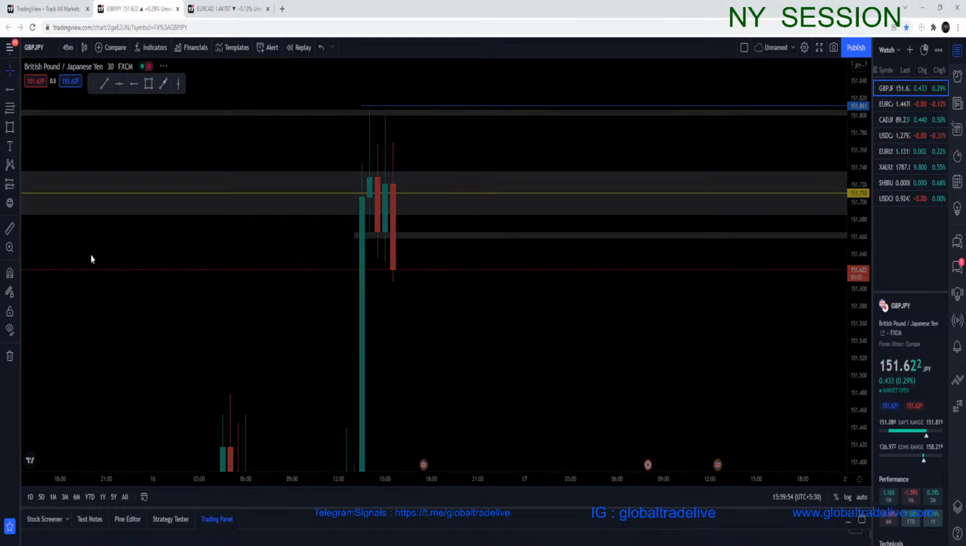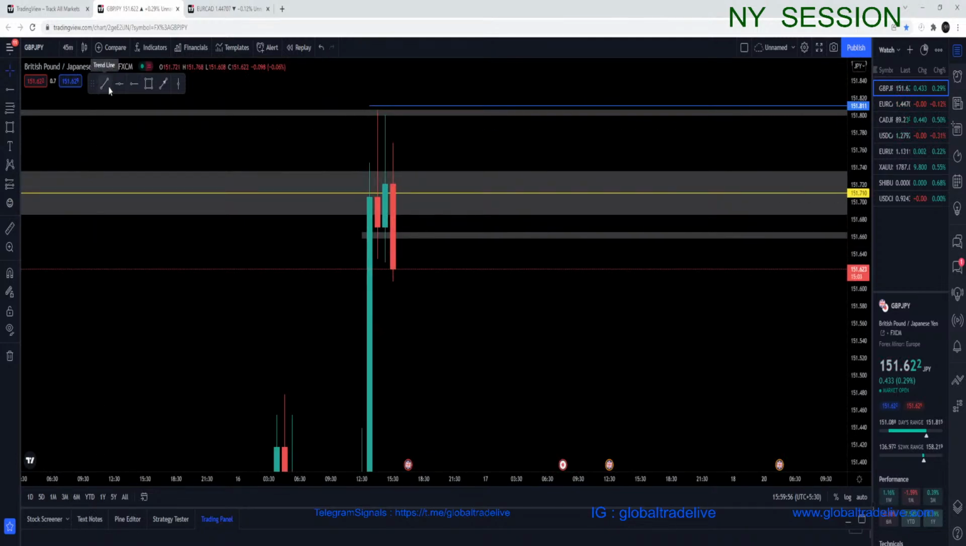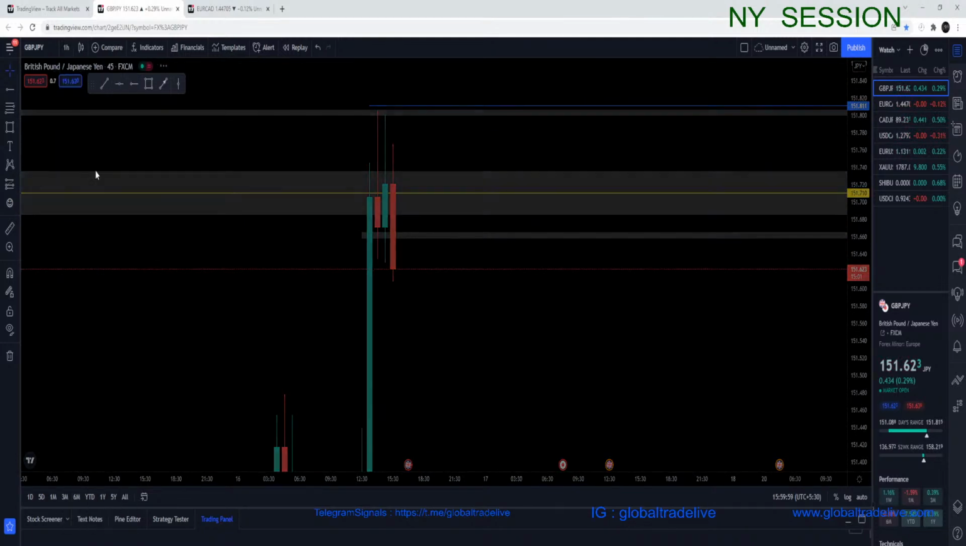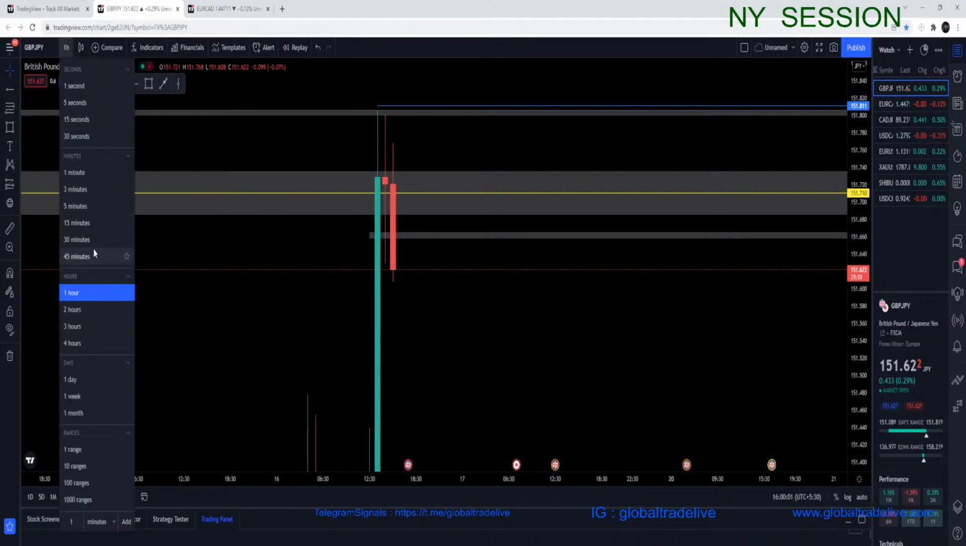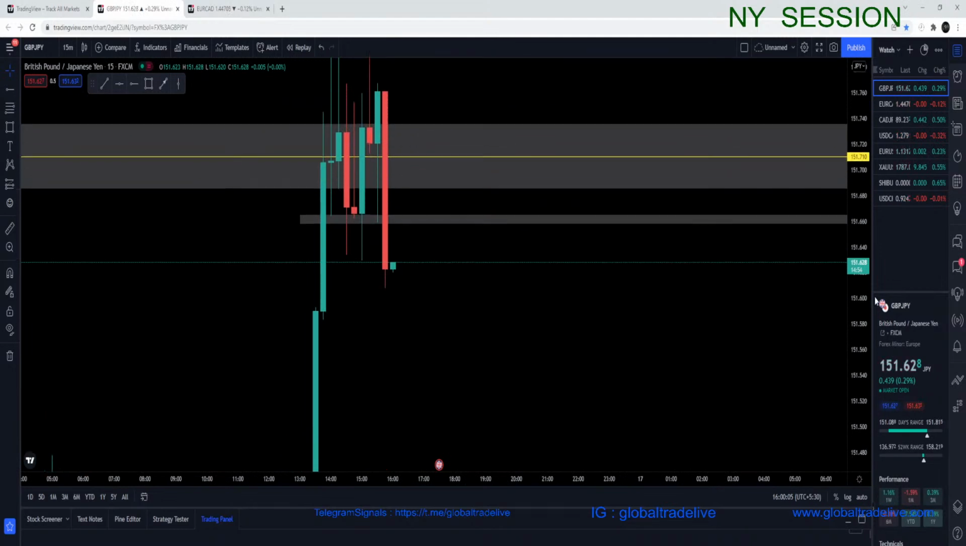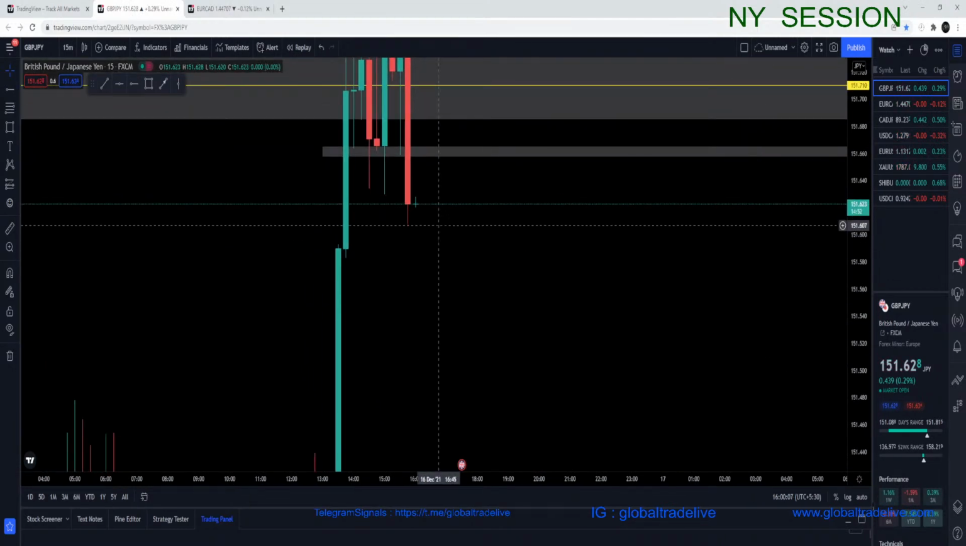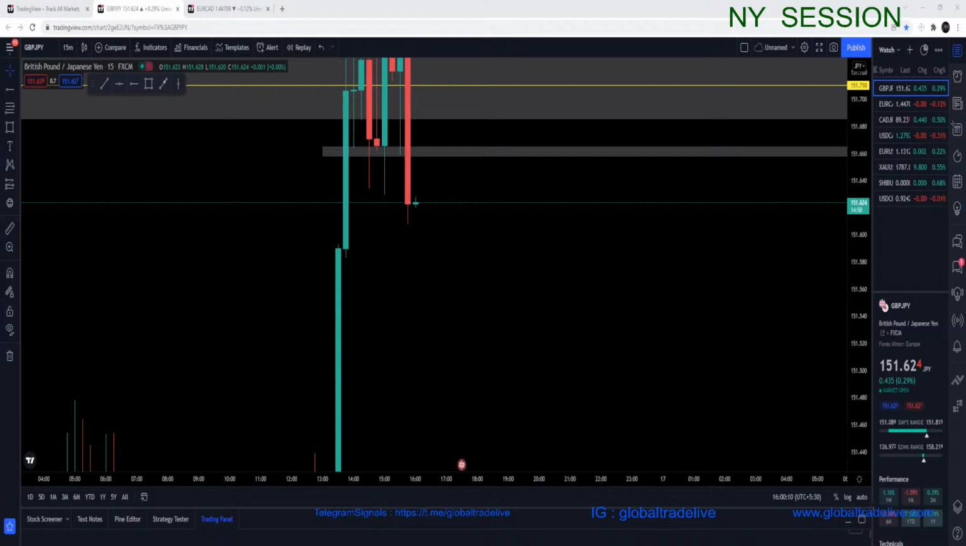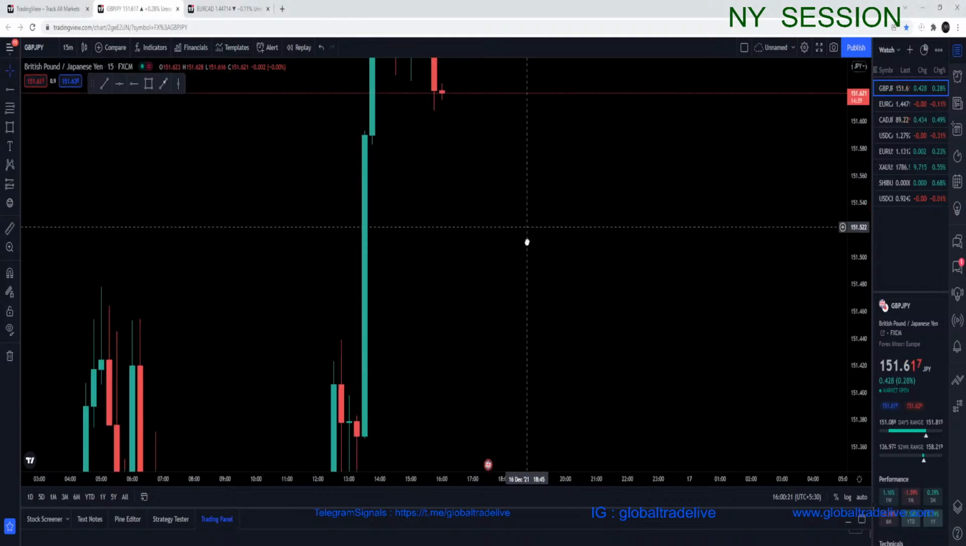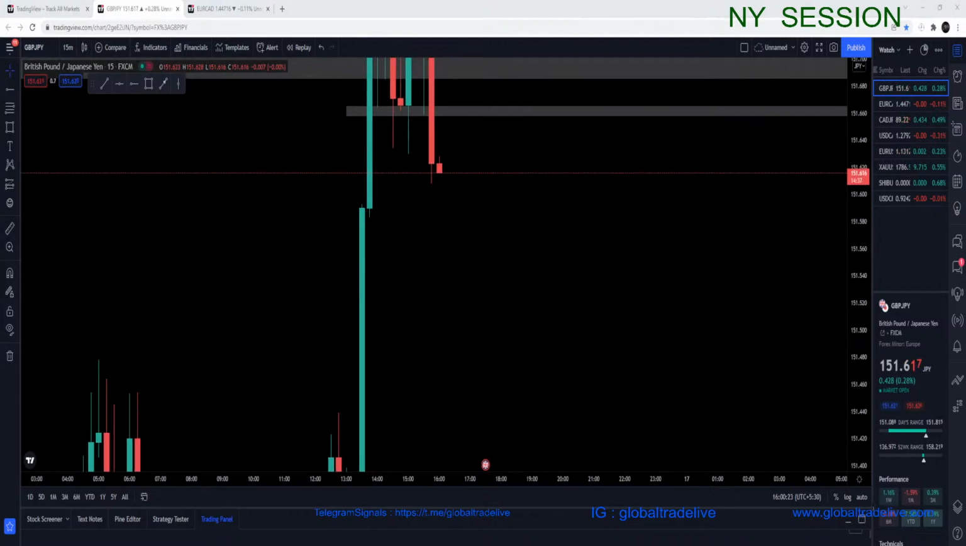Let's see if the candle will be closing bullish or bearish. The 45-minute also broke the low, and yeah, the 1 hour also broke the low at this point. Yes. So once this candle breaks the low, I'm going to enter a sell.